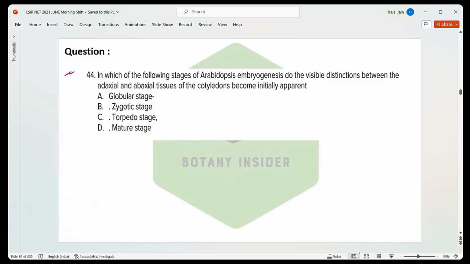Next question. In which of the following stages of Arabidopsis embryogenesis does the visible distinction between the adaxial and the abaxial tissues of the cotyledons become initially apparent? That is, you can easily see a clear distinction between the abaxial and the adaxial tissues. Which stage is it? Is it globular, zygotic, torpedo, or the mature one? Try it out. At which stage can you easily distinguish between the two, right? That is, the tissue present on the lower surface and on the upper surface.